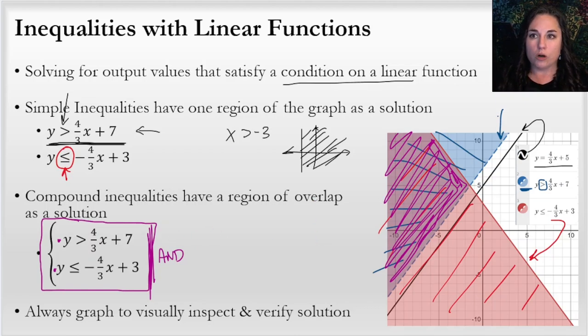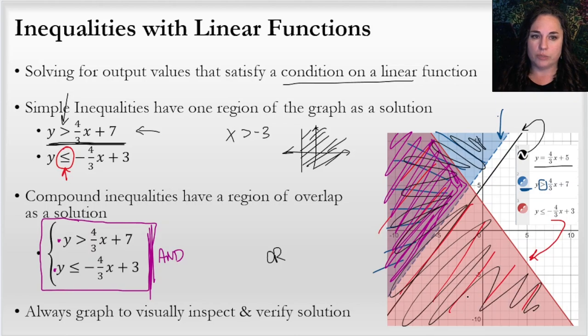If it was an or situation, and I don't think you see this maybe in your homework, I could be wrong, I would shade all of this. All of that would be true. It would solve this one or that one. All of those values solve this one or that one. But that purple area is the and. It solves this one and that one.